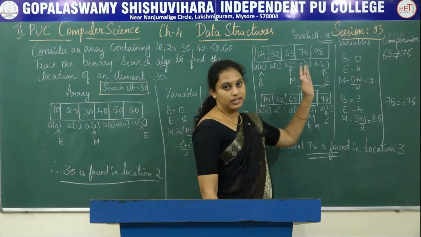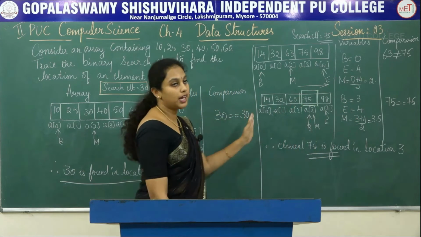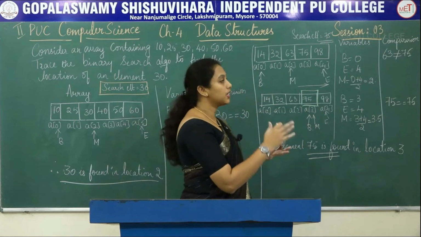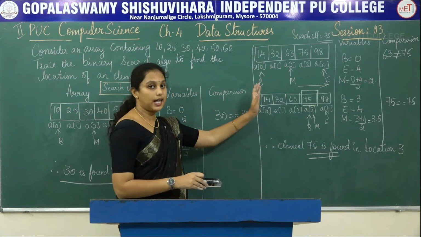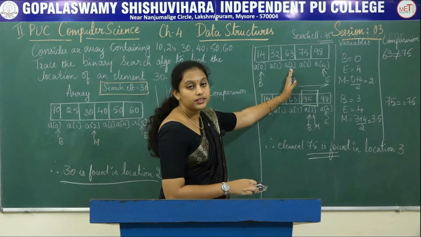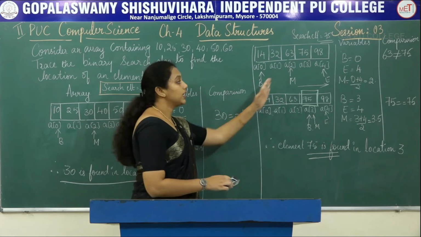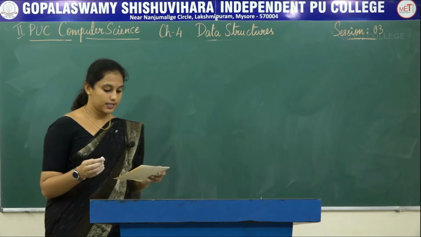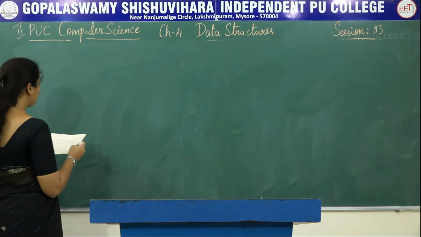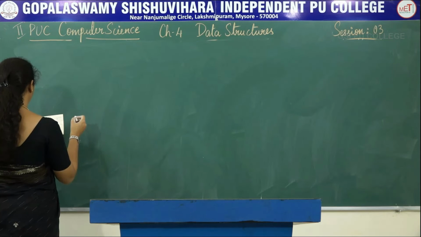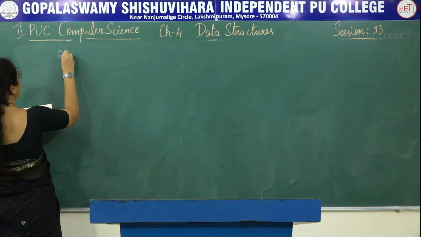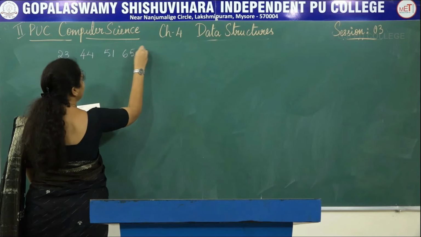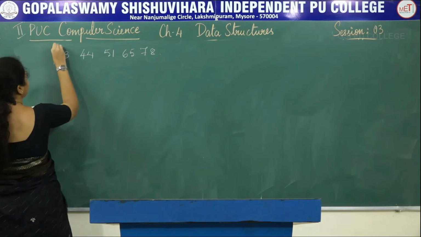So if the search element is greater than the middle element, we have to go towards the right side of the array. If the search element value is less than the middle element value, then we have to come towards the left side of the array. Next we are going to trace this array using binary search: 23, 44, 51, 65 and 78.